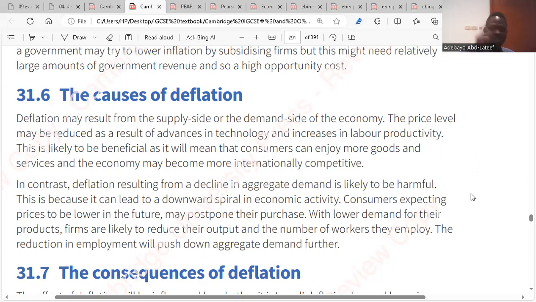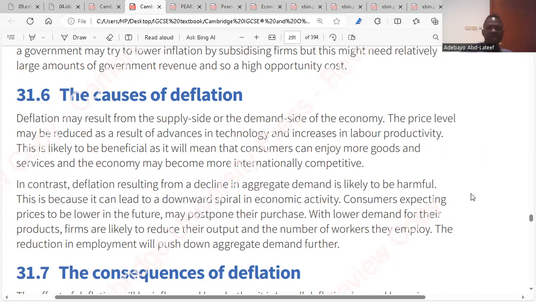Yes. In contrast, deflation resulting from a decline in aggregate demand is likely to be harmful. This is because it can lead to a downward spiral in economic activity. If there is deflation as a result of a fall in aggregate demand, it is poor for the economy. It means the prices fell because demand in the economy is falling. That is a bad thing. It's a bad signal. Do you get the point here?